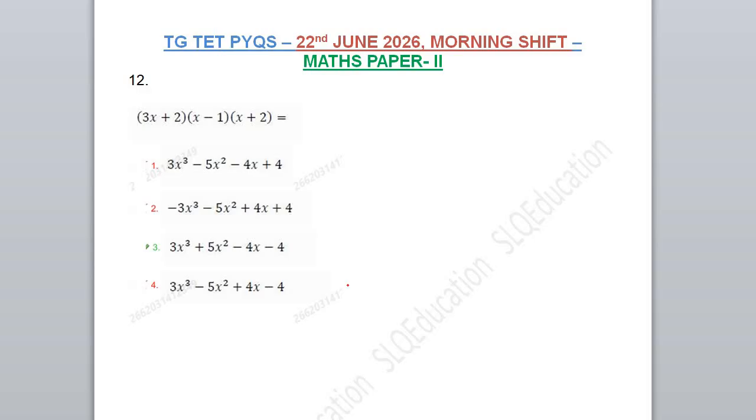Then here also we have to find the product. This is also a very simple question. It is a very simple question, we have to expand. First multiply the first two brackets. 3x into x gives 3x squared, then 3x into minus 1 gives -3x, then multiply by 2: 2 into x gives +2x, 2 into -1 gives -2, this in one bracket. The third bracket is waiting as it is, x + 2.